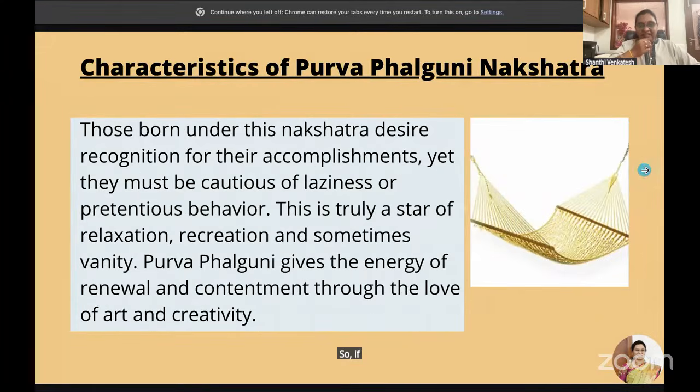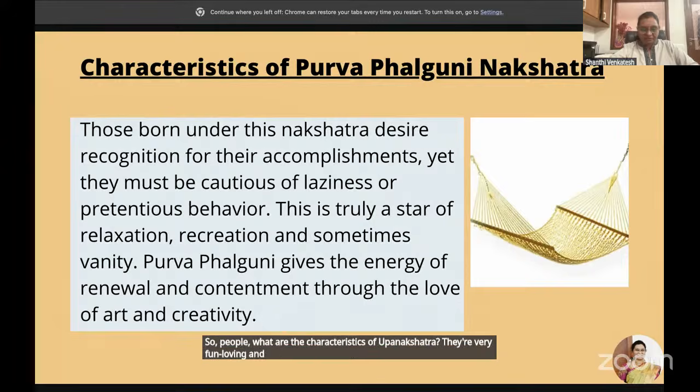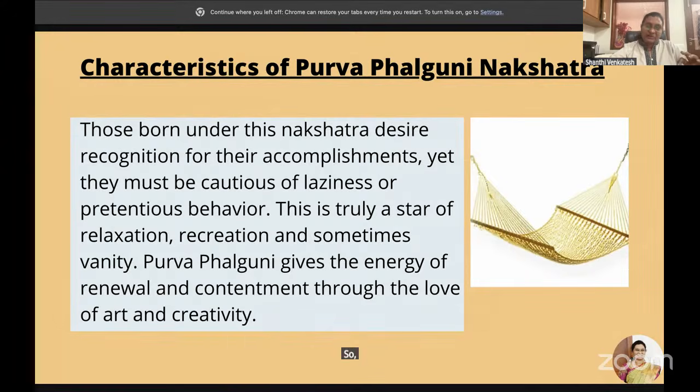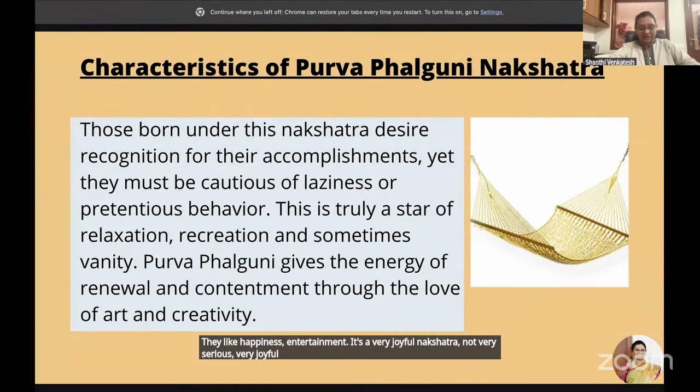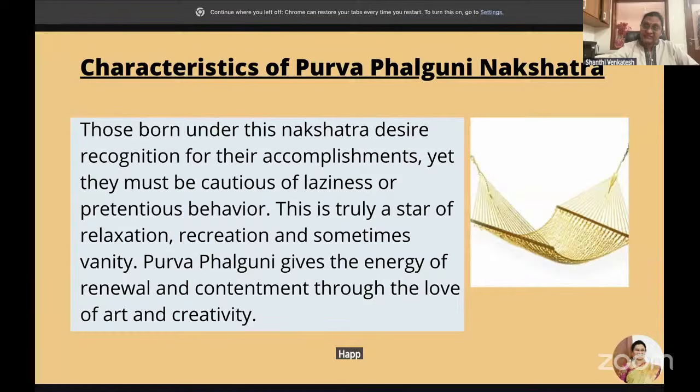So if you see the characteristics, this is a hammock. What are the characteristics of Puba Nakshatra? They're very fun-loving and cheerful. Generally, they like to enjoy life. They like happiness, entertainment. It's a very joyful nakshatra, not very serious, very joyful nakshatra. And they like happiness, entertainment, music, art, celebrations.